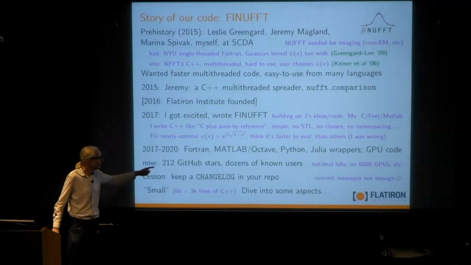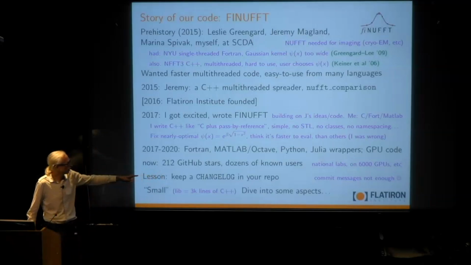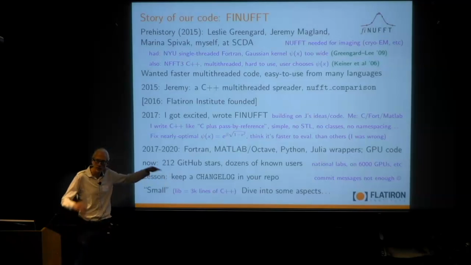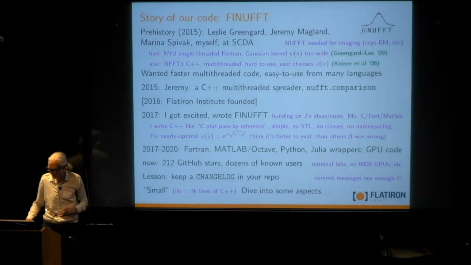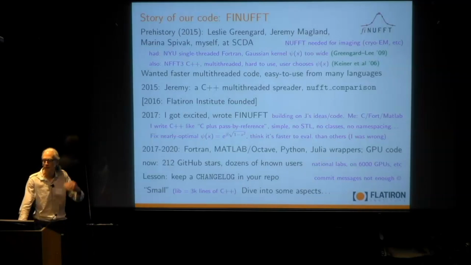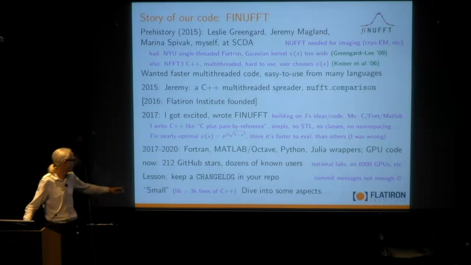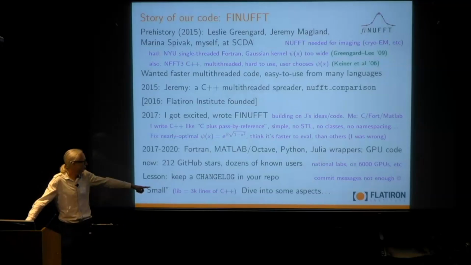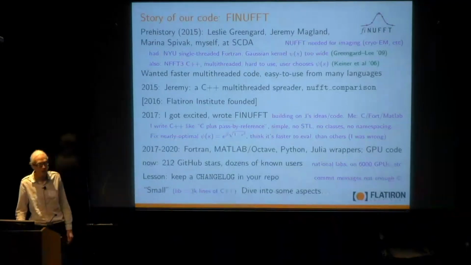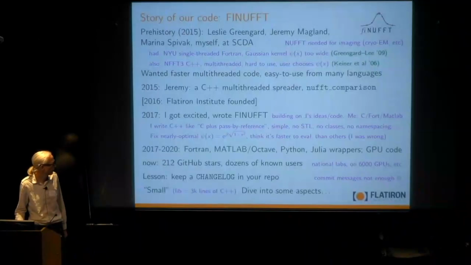Here's a lesson. Don't trust your Git; keep a change log. This is old-style documentation of what changed, what you did. Don't trust Git commit messages. It's just not enough to go back and understand what happened. And I say small library here. The library is about 3,000 lines of C++. So I still feel it's a small library. Let's dive into some stuff about it.